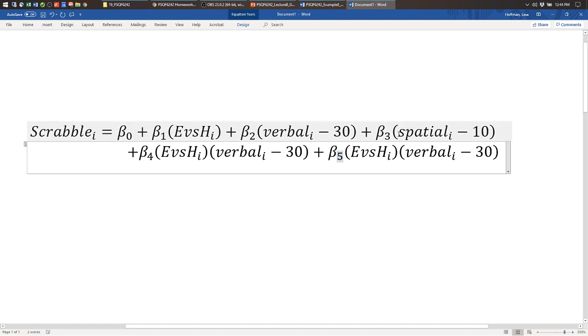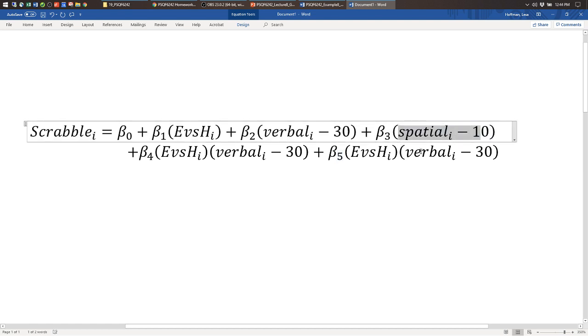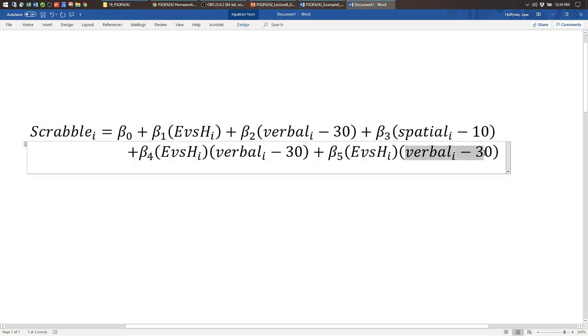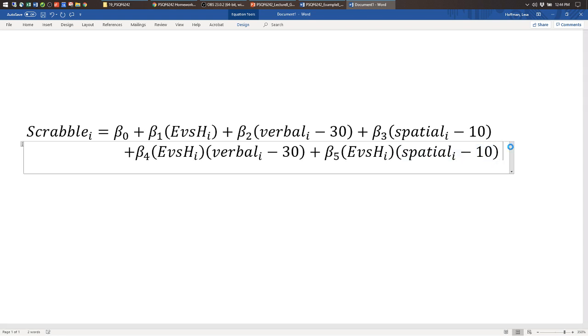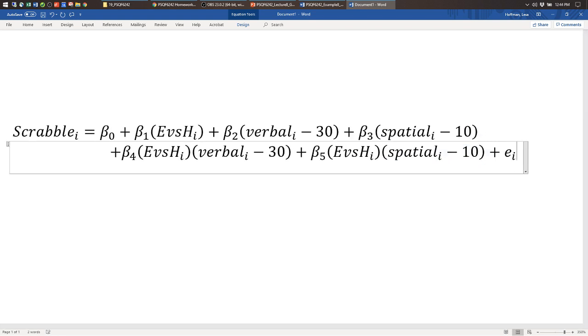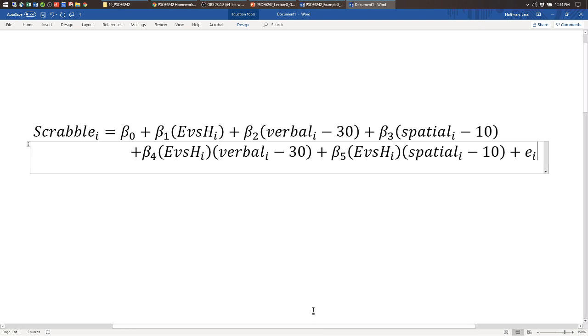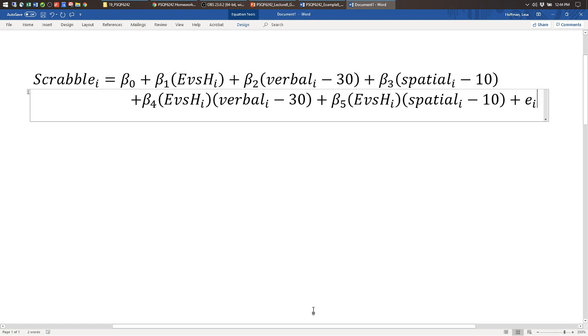-5 and spatial -10. And there's also an E, but that is inconsequential for most of the questions. Okay, so here's my model. I find it helpful to write this out to start with, just so that you know what all you have.